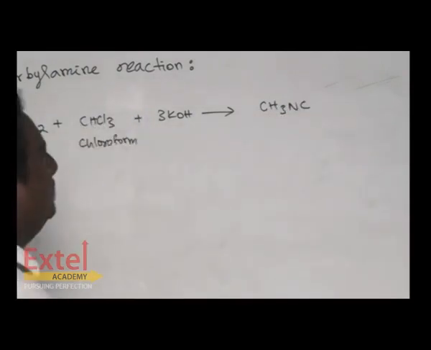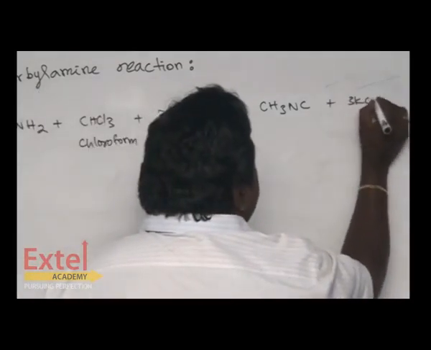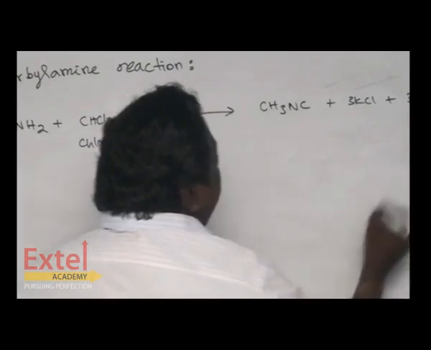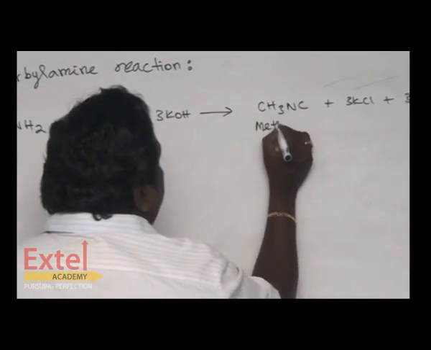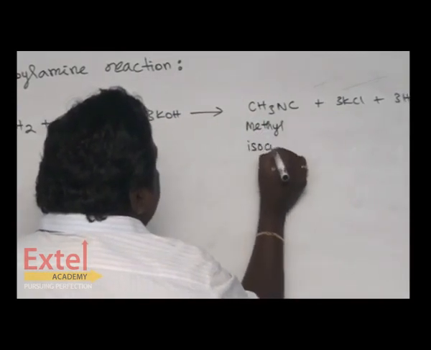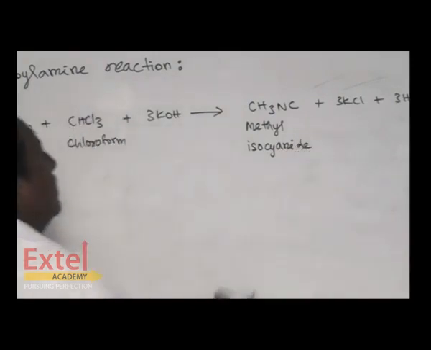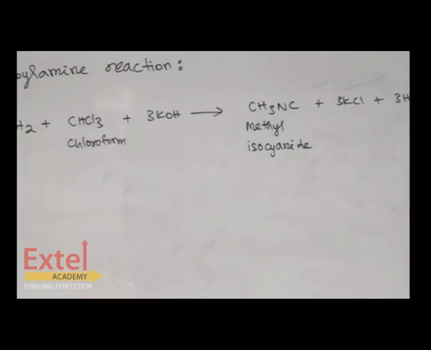Methyl isocyanide, and you are getting 3KCl plus 3H2O. The methyl isocyanide does not have a pleasant smell. It's a foul smelling compound with an offensive odor. This is called the carbylamine reaction. Only primary amine can undergo this reaction. It is the speciality.